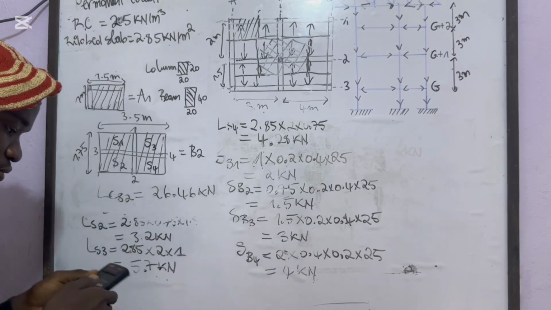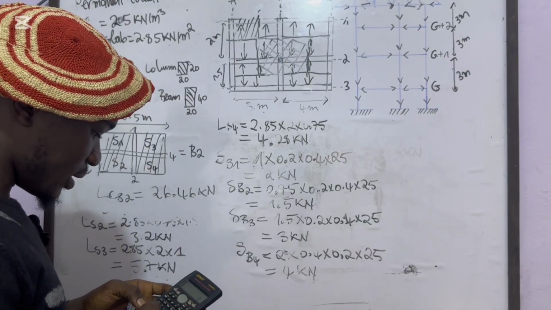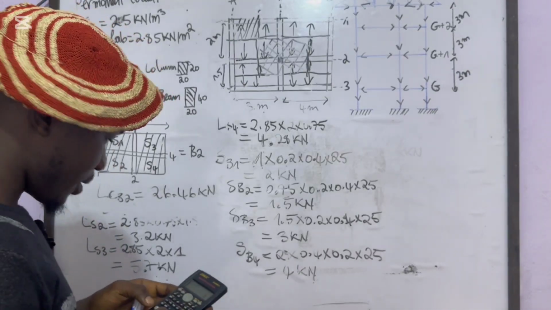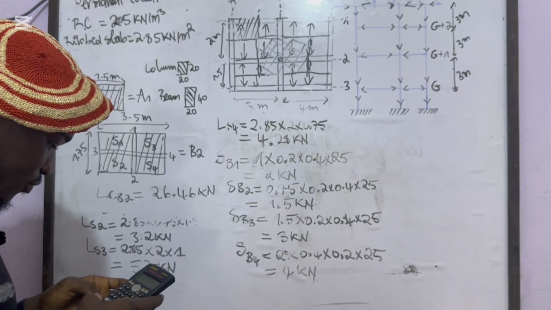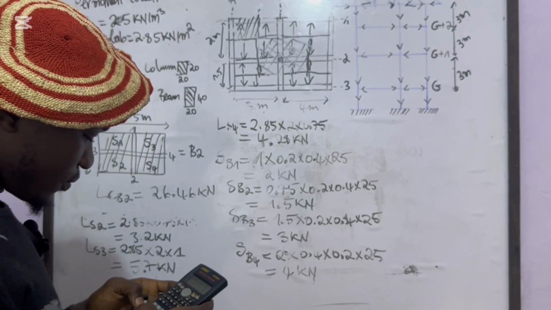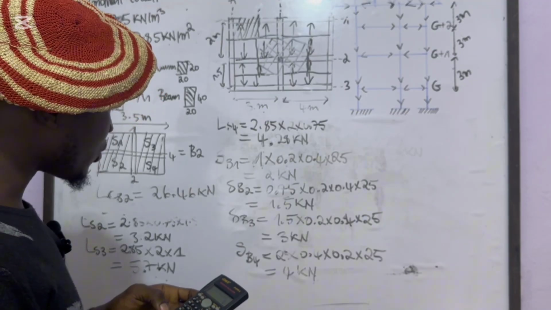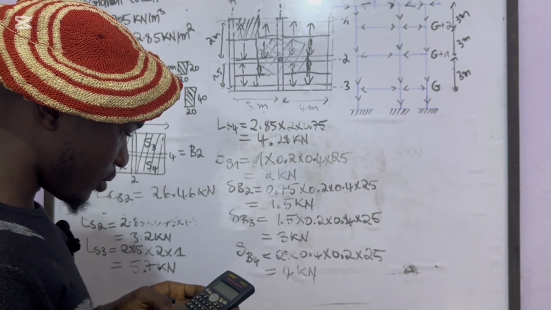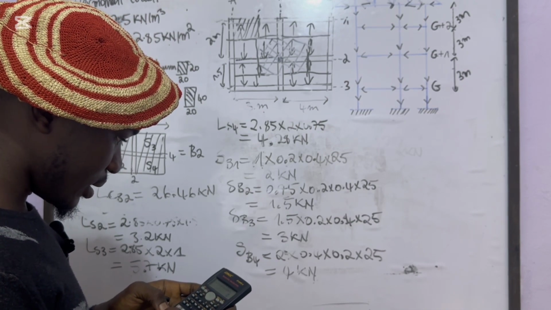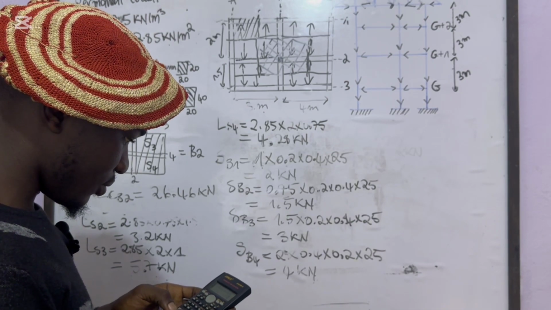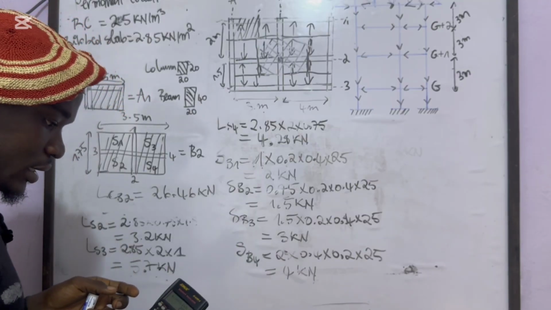But let me just punch it once more. So the first one that we deleted was 4.28, plus 3.2 plus 5.7 plus 4.28 plus 2 kilonewton plus 1.5 kilonewton plus 3 kilonewton plus 4 kilonewton, 27. That's the value.